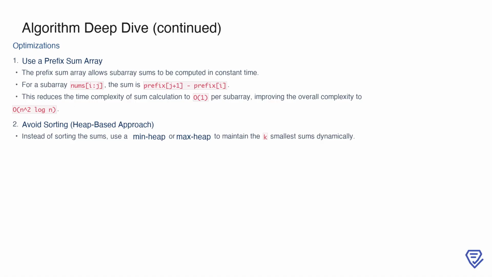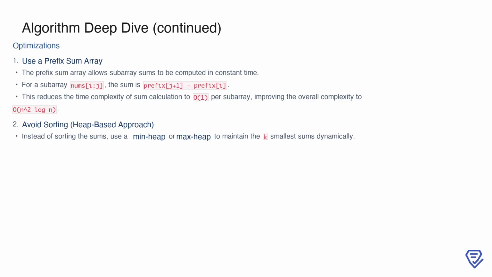To address the inefficiencies of the brute force method, we can introduce several optimizations. The first optimization involves using a prefix sum array. A prefix sum array allows us to compute the sum of any subarray in constant time. Specifically, for a subarray nums[i..j], the sum can be calculated as prefix[j+1] minus prefix[i]. This eliminates the need to repeatedly sum elements from scratch, reducing the time complexity of sum calculation to O(1) per subarray. As a result, the overall time complexity improves to O(n squared log n).